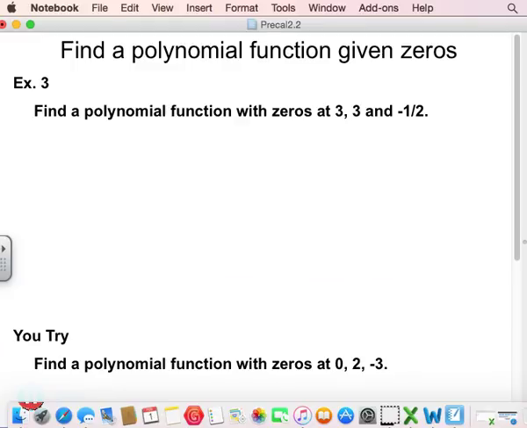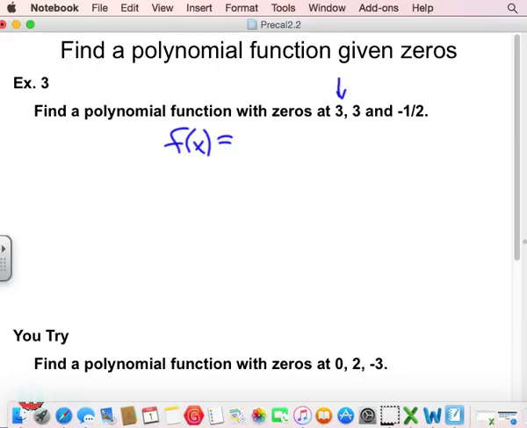Okay, so let's go on to example 3. I want to find a polynomial function with the zeros at 3, 3, and negative 1/2. So we're actually going to write the function this time. And there's a lot of different answers, but there's a basic process to figure this out, just a real basic one. So what you want to understand is when you have a 0, any 0 you have, you can write a factor for that 0 by just doing x minus that 0.